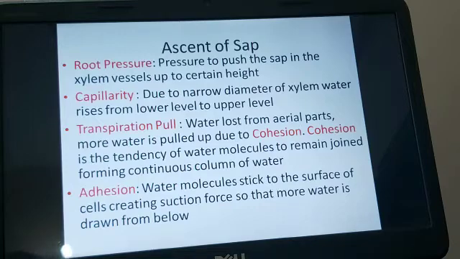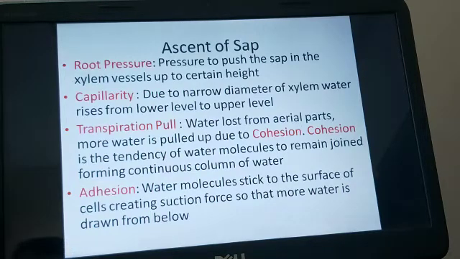Next is transpiration pull. As the water is lost from the leaf surface by transpiration, more water molecules are pulled up due to the tendency of water molecules to remain joined. This is also known as cohesion. So cohesion is the tendency of water molecules to remain joined, forming a continuous column of water. Last one is adhesion. Adhesion causes the water to stick to the surface of the cells, thus drawing more water molecules from below when the leaf cells lose the water during transpiration.